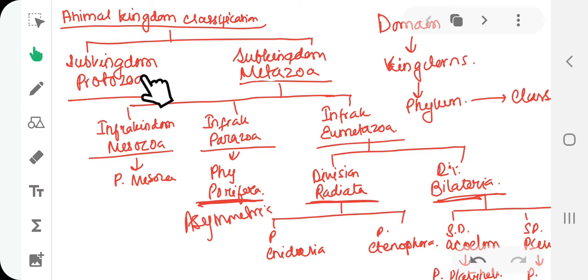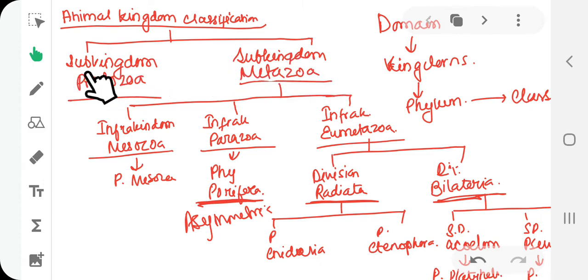This Protozoa has animal-like characteristics. Hence, we are going to be studying it under zoology in this chapter itself. So, we have two subkingdoms under kingdom Animalia, that is subkingdom Protozoa and subkingdom Metazoa.